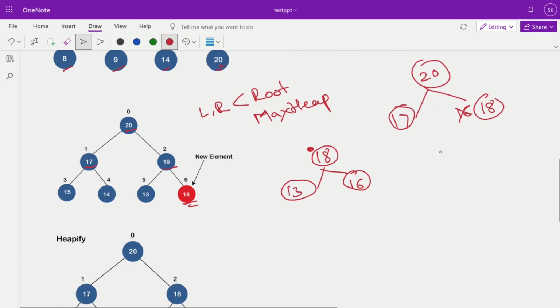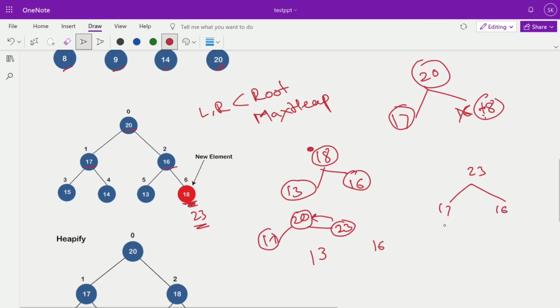But suppose, just for example, we add 23 instead of 18. At first, 23 replaces 16 after the swap. But then 23 has 17 on one side and 20 above, so our heap is not following the correct condition, because 20 is less than 23. This swap also needs to be done. So after adding 23, the correct max heap has 23 at the top, then 17, and 16 below, and 15 and 14 on the other side don't change. Firstly we added 23 at the bottom, it swapped with 16, then swapped with 20, and then 23 reached the topmost position. So three swaps are done to balance out the max heap, which is the heapify function.